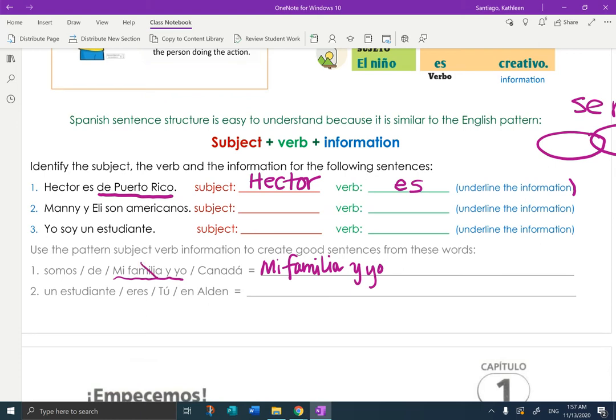I've used it. Now I need the verb. Which one of those is the verb? Canada, de, or somos? Well, if you said somos, you are correct. Matches nosotros, which is mi familia y yo. Now, do we go Canada de or de Canada? Okay, mi familia y yo somos de Canada. Okay, so we unscrambled to make a decent quality Spanish sentence. So you've got one left to do, number 2 for practice.